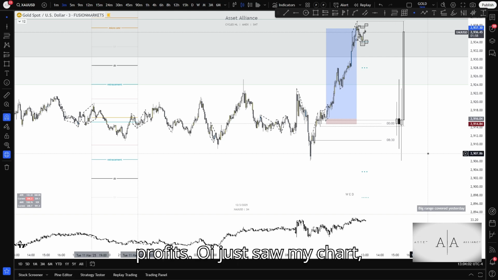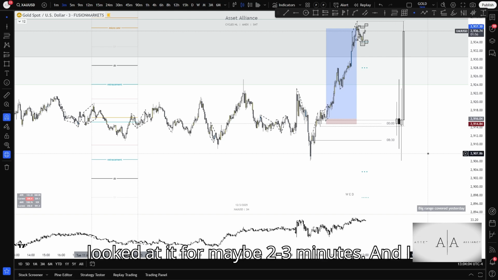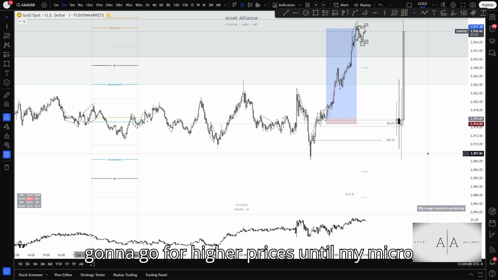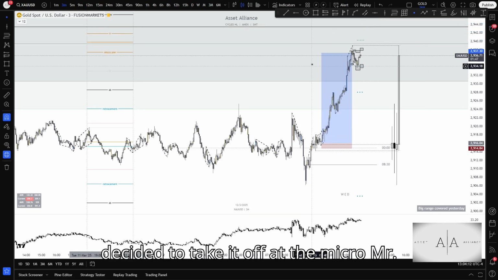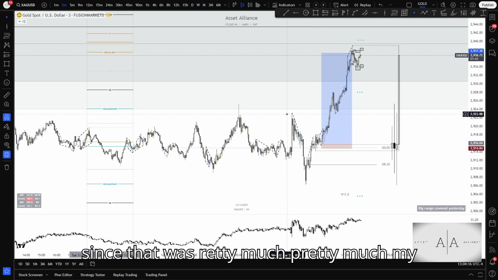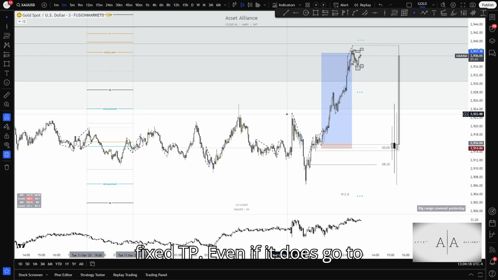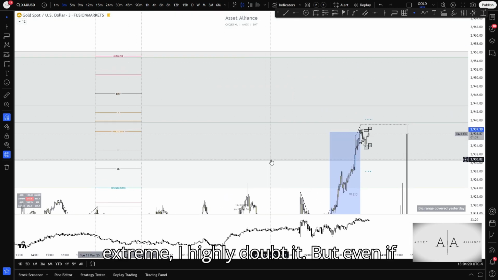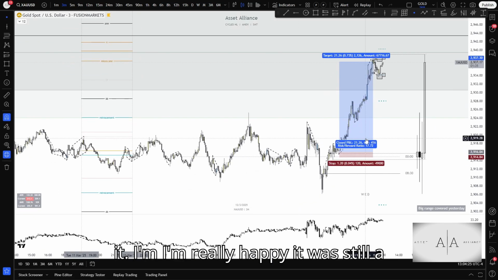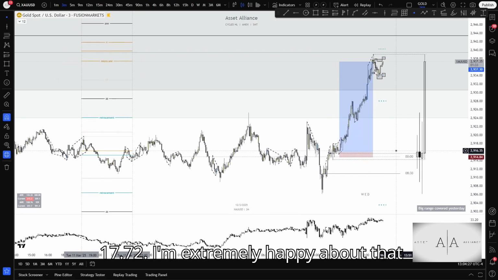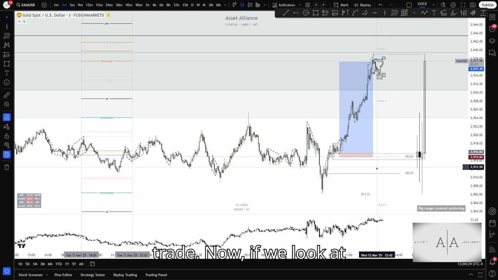So I just saw my chart, looked at it for maybe 2-3 minutes, and I was like, okay, it's going to break out, it's going to go for higher prices until my micro SMR. Now the day is not finished yet. I decided to take it off at the micro SMR since that was pretty much my fixed TP. Even if it does go to extreme, I highly doubt it, but even if it does go to extreme, I am not mad about it. I'm really happy. It was still a 17.72. I'm extremely happy about that trade.